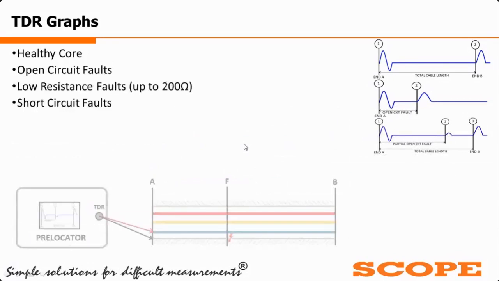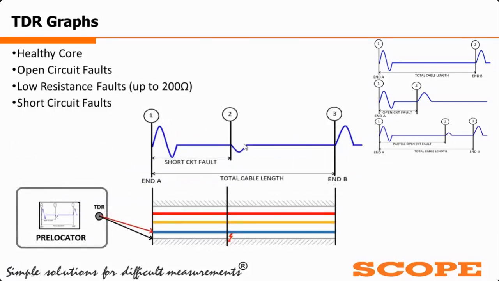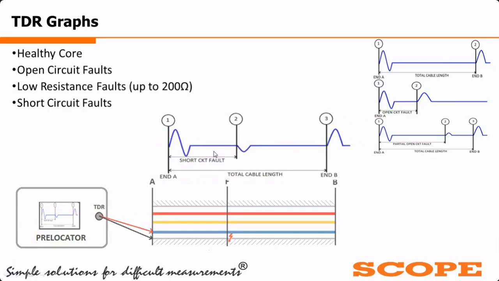The next one is the low resistance or short circuit type of fault. Whenever there is contact between conductor and conductor, here in the picture it is showing V2 armor, whenever a contact type of fault occurs in the cable, a negative amplitude signal is reflected in the TDR graph. By setting the cursors as shown here, we can easily calculate the short circuit fault distance.